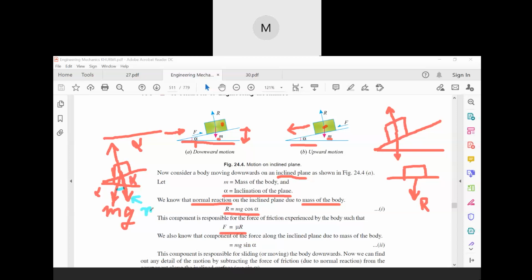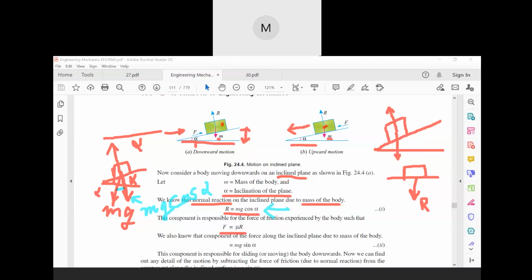Now this is the cos theta component, mg cos alpha. So this is the cos theta component. So this one will be in this manner. Okay, if this one will be in this manner, then we can do one thing. It is mg cos alpha.